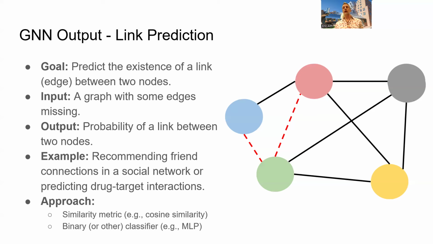latent representations for the vectors describing each one of those nodes. And one of the easiest ways to do it is to take those latent representations and just ask, how similar are they? If two genes are really similar, if we take a cosine similarity or dot product between their latent vectors, and it's above some threshold, we can say, oh yeah, maybe that's a link. We could also take those two inputs and feed them into something fancier, like a multi-layer perceptron or some other kind of classifier.